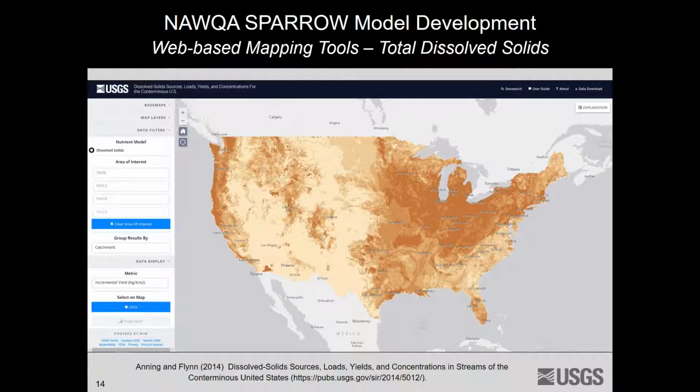So the mapper, and we have these for all of the models. So as we release new models, we'll have one of these for each of those. What it allows you to do is, first of all, map a variety of different types of predictions. The one indicated here is the incremental yield. So this is the local yield to each reach. And then you can hone down on things in a variety of different ways. The first is that you can select an area of interest, state or watershed at a number of different scales.